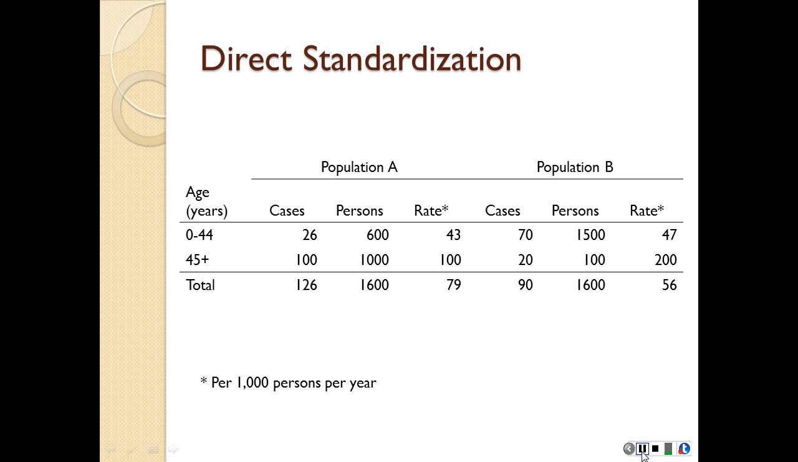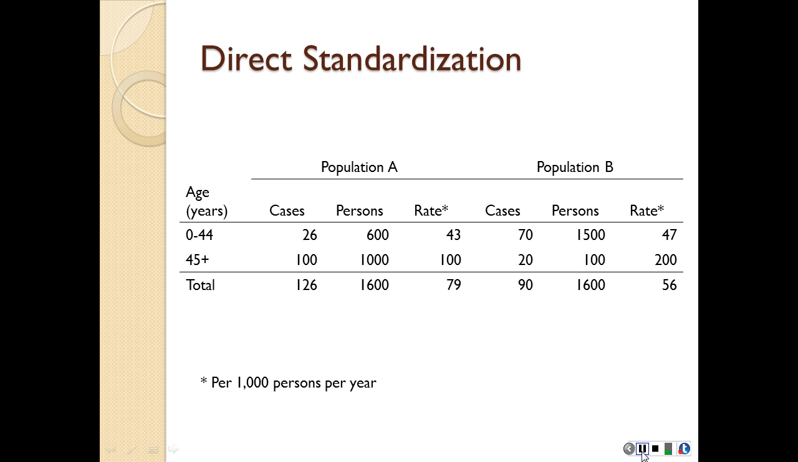So, direct standardization is also called direct adjustment. When we talk about adjustment, we're always talking about some statistical procedure. We're mathematically manipulating the numbers so that we can level the playing field. The direct method we're going to look at uses a reference population as the basis for comparison.